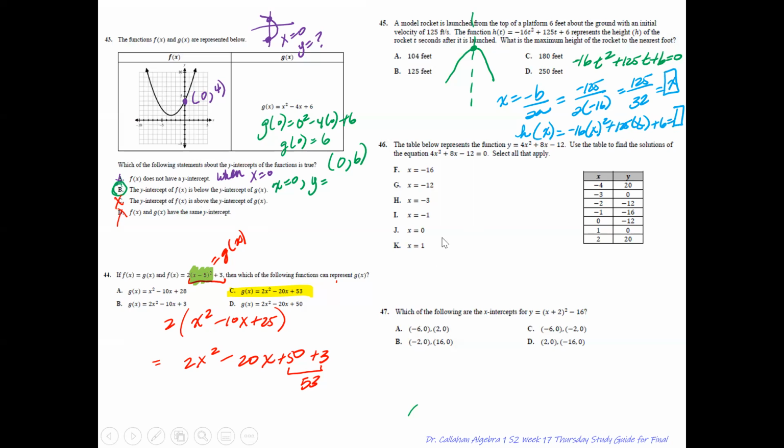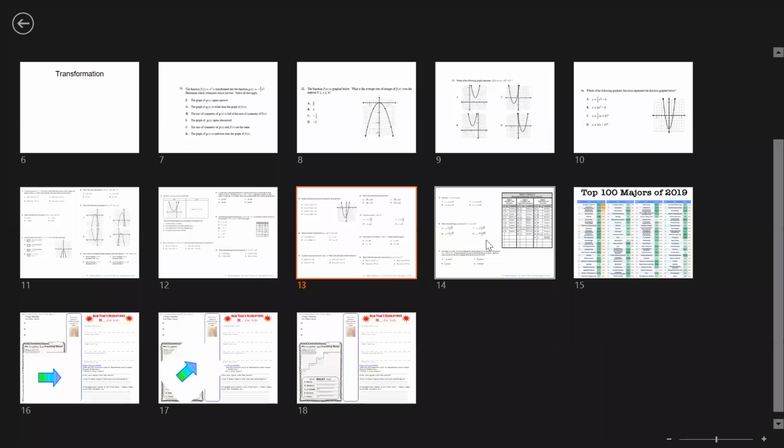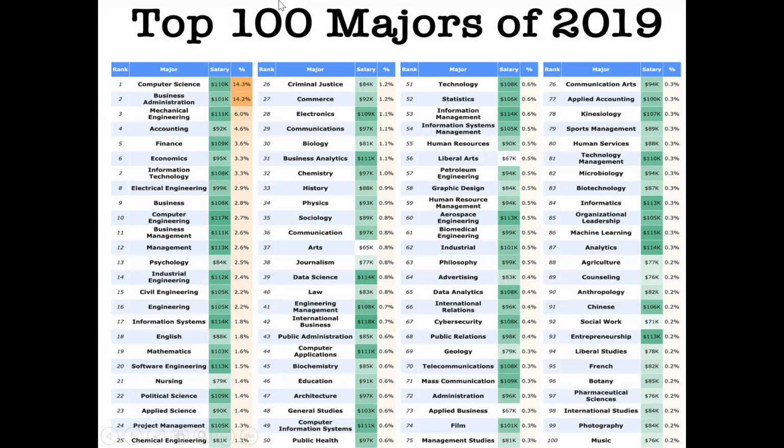All right, you guys, we have gone over 5 questions. I'm going to stop right here. And so what I'm going to have you guys do next is, here are the top 100 majors of 2019. Take a look at which ones you get paid more in than anything else.